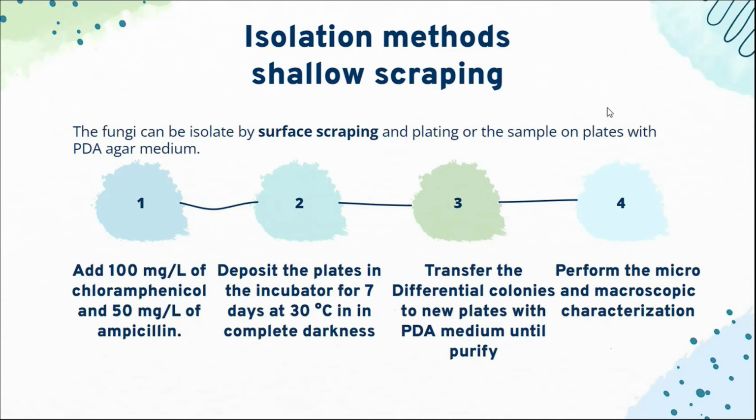For the isolation methods, we found shallow scraping. The fungi can be isolated by surface scraping and plating of the sample on plates with PDA medium. The first step, we're going to add 100 milligrams per liter of chloramphenicol and 50 milligrams per liter of ampicillin. Then we're going to deposit the plates in the incubator for 7 days at 30 degrees in complete darkness. Then we're going to transfer the different colonies to new plates with PDA medium until purified. And lastly, we're going to perform the micro and macroscopic characterization.